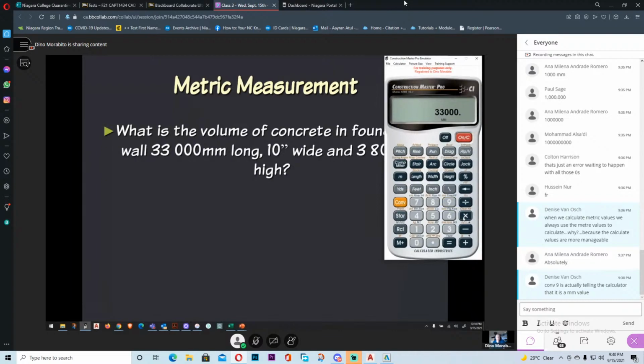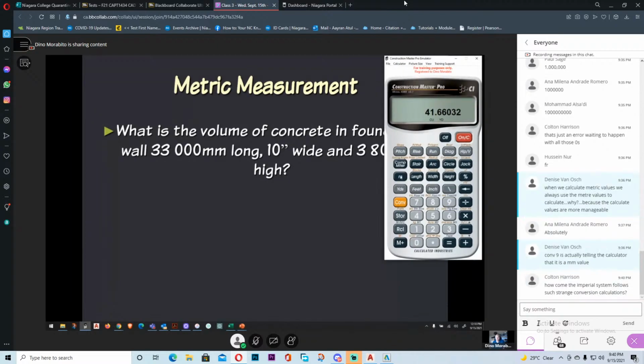Let's multiply that by 10 inches. I don't have to convert 10 inches; I can just type in 10 inches. And then I'm going to multiply that by the 3,800, which is 3.8 meters, but I'll put it in millimeters and hit enter. I've got an answer in cubic yards. If I want it in meters, I can just put it into meters. Okay.